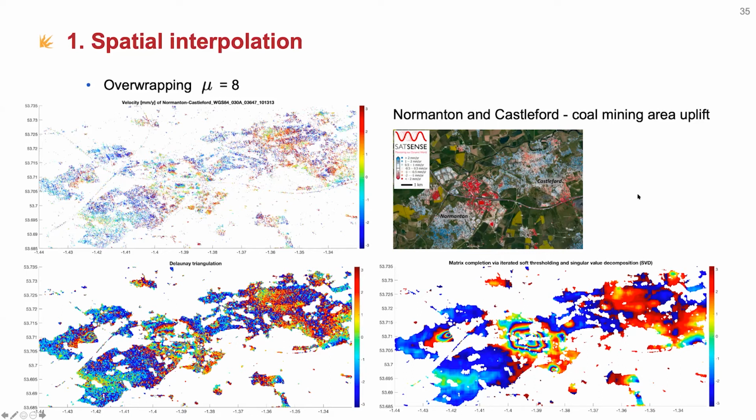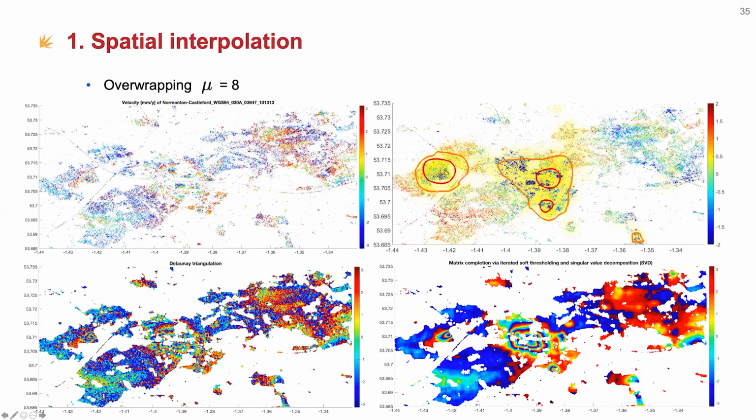So this is the result that shows the probability that we detected where the ground is moving in the UK. So I come to a conclusion. I think it's a bit short for this presentation, sorry.